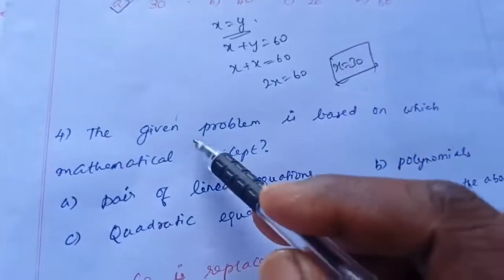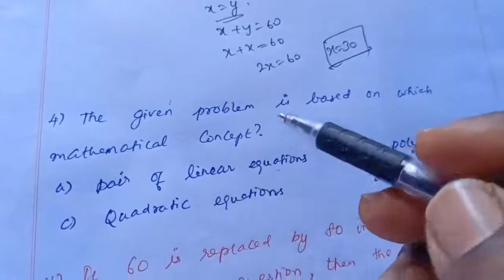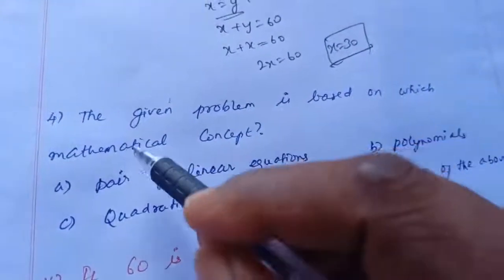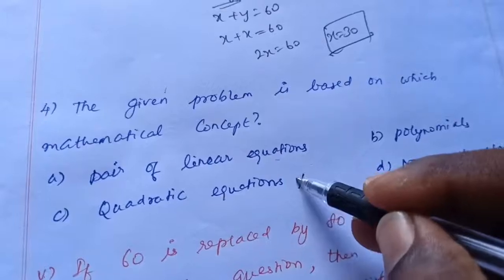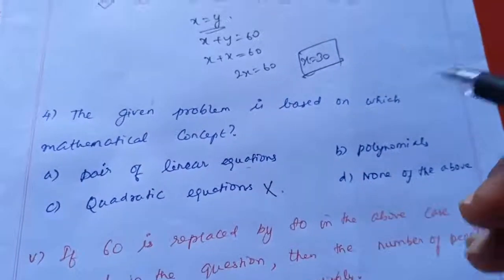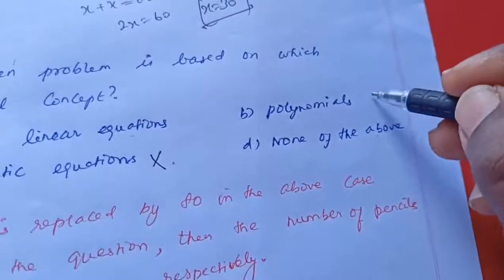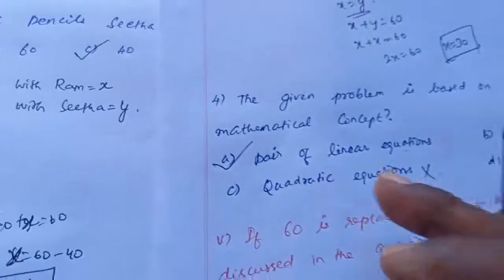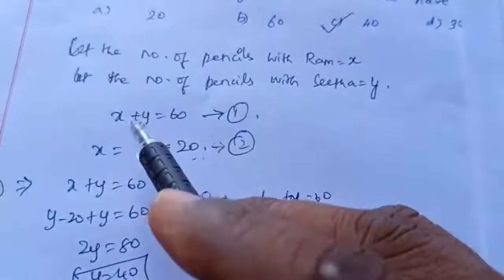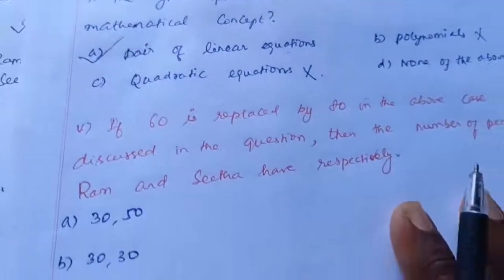Next, the given problem is based on which mathematical concept? For a quadratic equation the power should be 2, which is not possible because each power is 1. It is not a polynomial either. Here you can check the highest power is 1 for both, so it is a linear equation. Option A is correct.